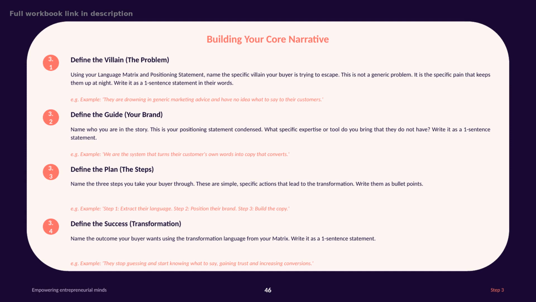Step 1. Define the villain, the problem. Using your language matrix and positioning statement, name the specific villain your buyer is trying to escape. This is not a generic problem. It is the specific pain that keeps them up at night. Write it as a 1-sentence statement in their words. For example, they are drowning in generic marketing advice and have no idea what to say to their customers.